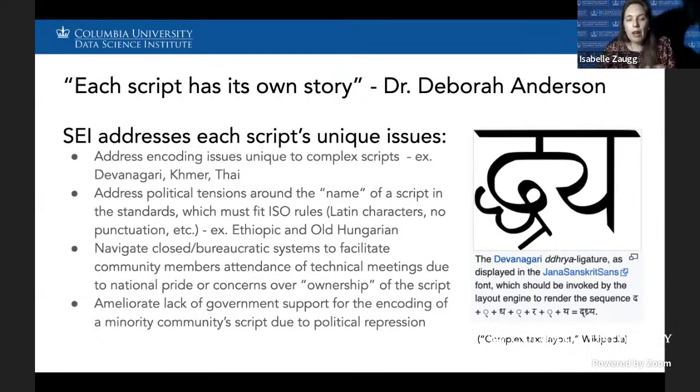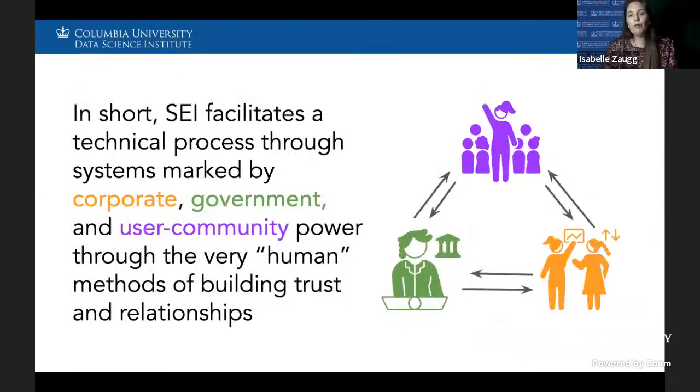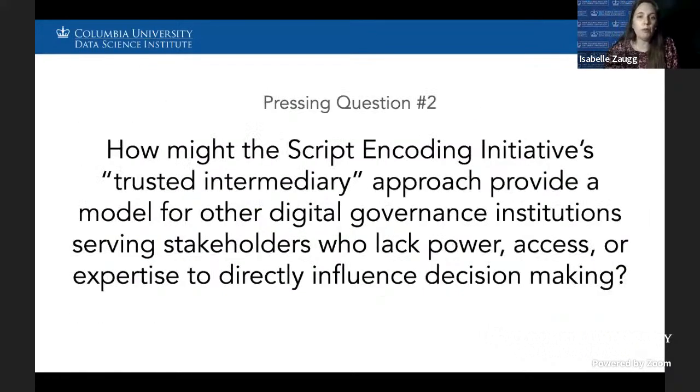SEI may also ameliorate lack of government support for the encoding of a minority community script due to political repression. In short, SEI facilitates a technical process through systems marked by corporate, government, and user community power through the very human methods of building trust and relationships.